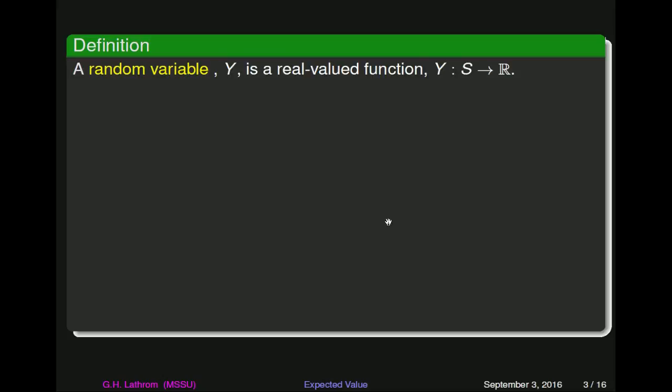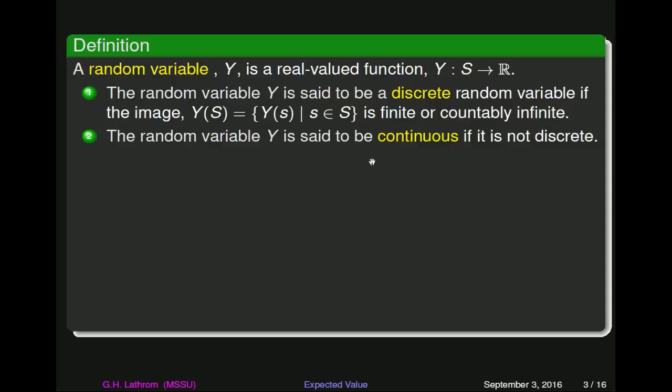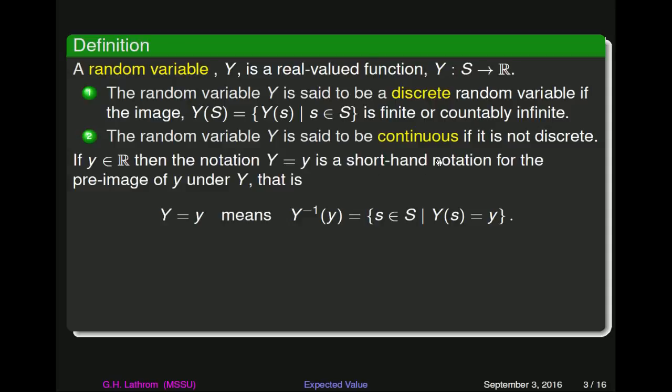So let's review our definition of random variables. A random variable Y is a function on our sample space into the set of real numbers. Our random variable Y is said to be a discrete random variable if the image is either finite or countably infinite. The random variable is said to be continuous if it is not a discrete random variable.